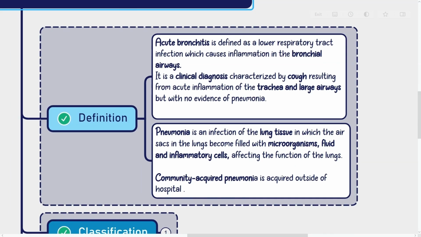Acute bronchitis is defined as a lower respiratory tract infection which causes inflammation in the bronchial airways. It is a clinical diagnosis characterized by cough resulting from acute inflammation of the trachea and large airways, but with no evidence of pneumonia. Pneumonia is an infection of the lung tissue in which the air sacs in the lungs become filled with microorganisms, fluid and inflammatory cells, affecting the function of the lung. Community-acquired pneumonia is acquired outside of hospital.